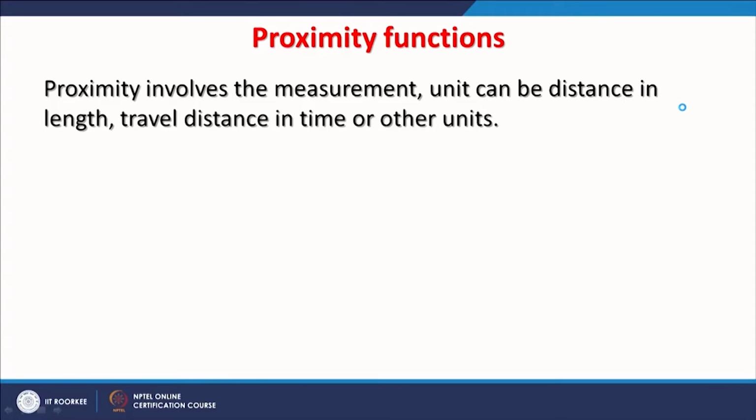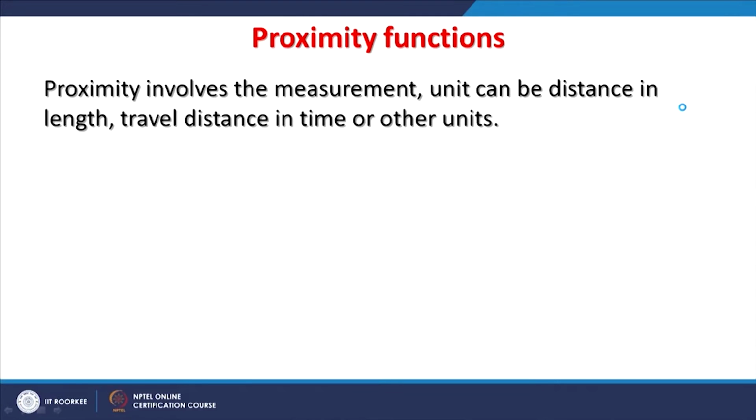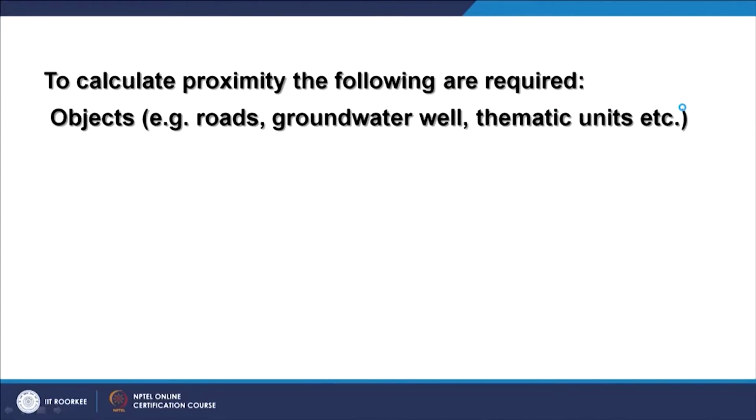Some sections of proximity functions we have already dealt with. Nonetheless, proximity basically involves measurement, as you recall the buffering in our previous lecture, and the unit can be distance in length generally, or travel distance in time, or other units like dispersion of pollutants, concentration. Now in order to calculate proximity, what are the requirements? The first requirement is objects, which will always be spatial objects. For example, there might be roads, groundwater wells, thematic units, land use, forest, anything basically.